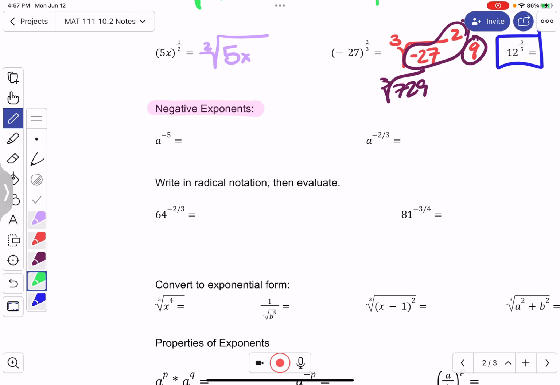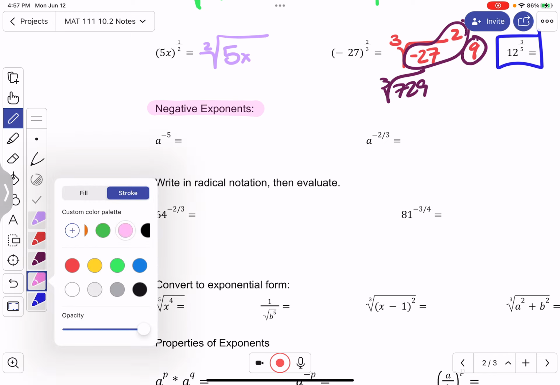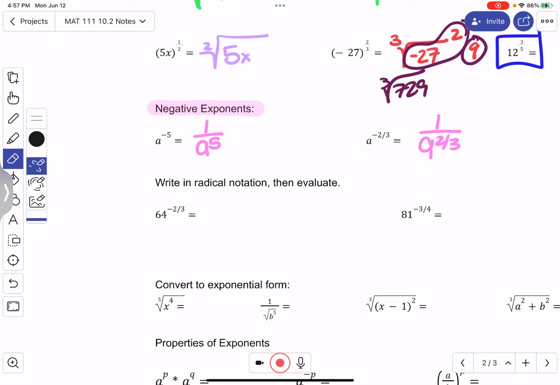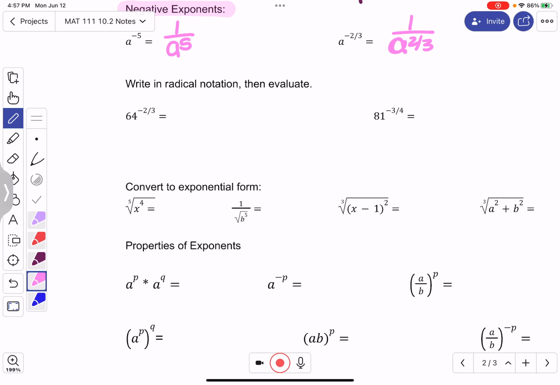A negative exponent takes whatever it is and brings it to the bottom of the fraction. For example, a to the negative fifth is the same as saying 1 over a to the fifth. A to the negative 2/3 is the same as saying 1 over a to the positive 2/3. It just puts it on the bottom of a fraction. If it's on the bottom, it moves it to the top. So let's look at some examples.